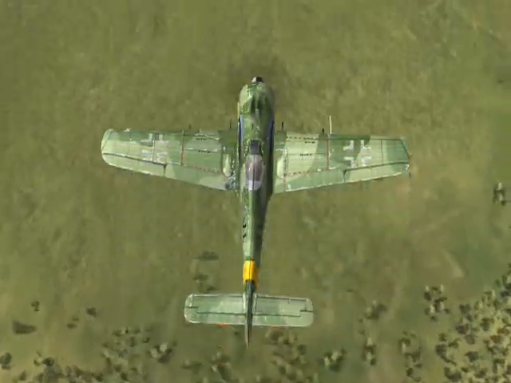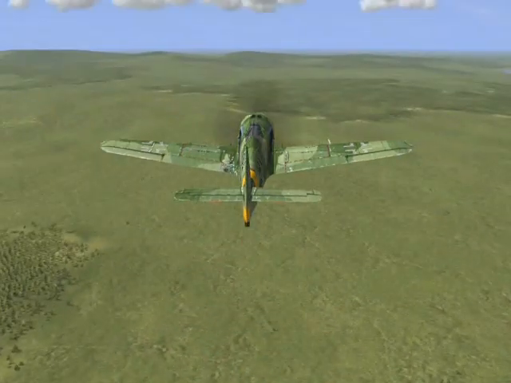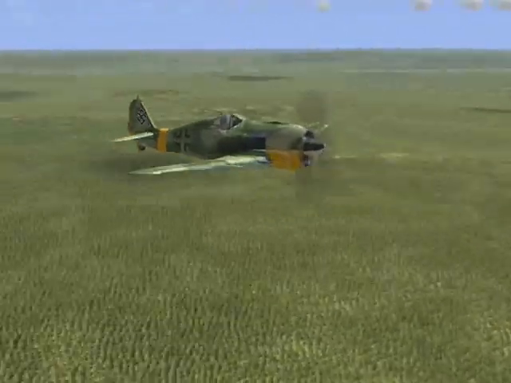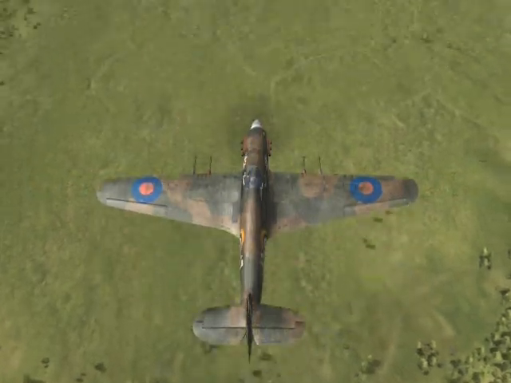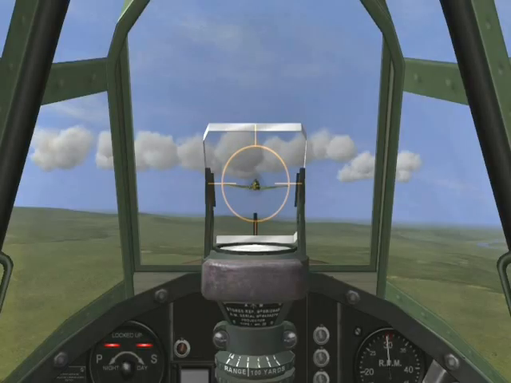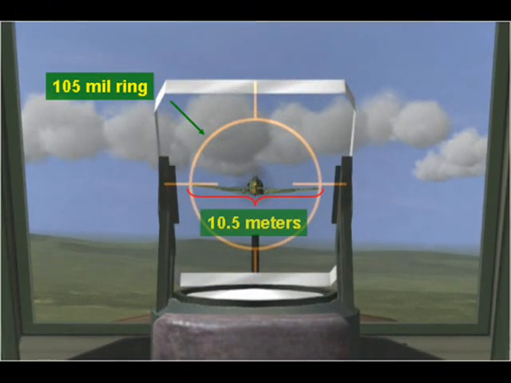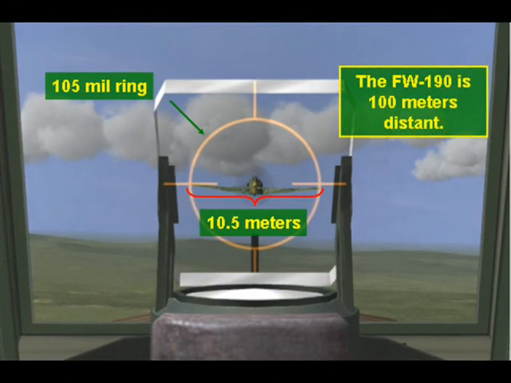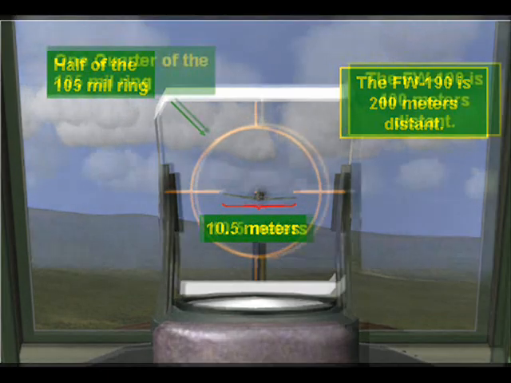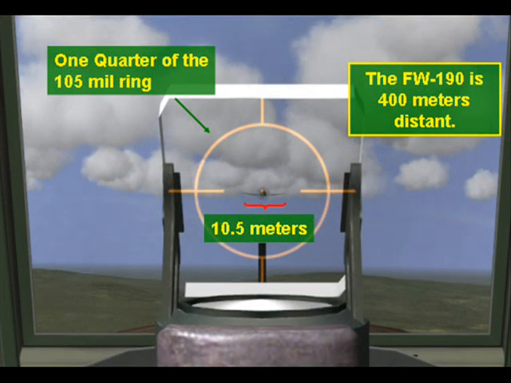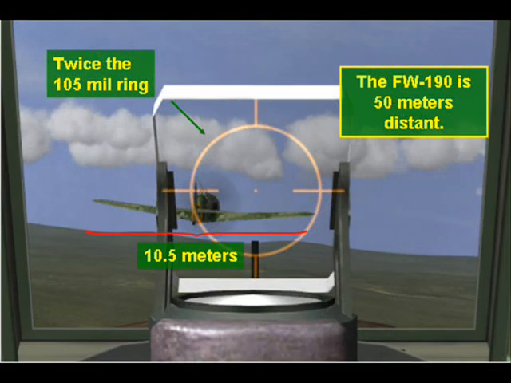And that's not real important to the driver of that Focke-Wulf 190 that's out looking around, but it's of vital importance to the Hurricane behind him, because that Hurricane has a 105 mil sight. What that means to him is as he saddles up behind that 190 and he looks through, when the wingtips touch the sides of that circle, he's 100 meters distance. It's that math thing going on. Likewise, when he's half the distance of the ring, he's at 200 meters. When he's at a quarter of the distance of the ring, he's at 400 meters. And when he's twice the size of the ring, he's at 50 meters, right there on top of him. And this is going to be important later on when we set up convergence.